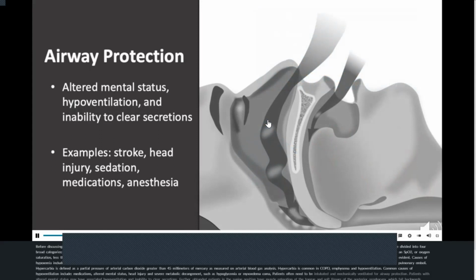Patients often need to be intubated and mechanically ventilated for airway protection. Patients with altered mental status may have associated hypoventilation and inability to clear secretions. Further, obtunded patients in the supine position have muscle relaxation of the tongue and soft tissues of the posterior oropharynx, which fall backwards, obstructing airflow. Examples where airway protection may be needed include stroke, head injury, sedation, overmedication, and anesthesia.